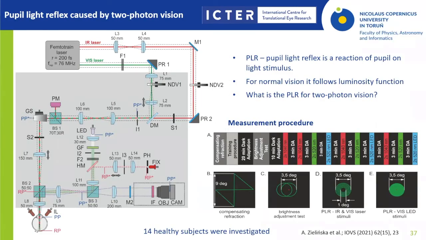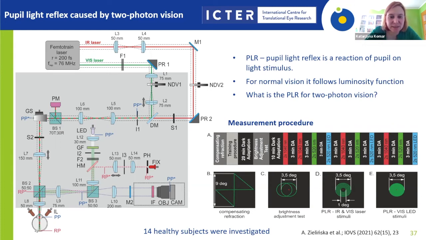And at the end, I would like to show you the last experiment with pupil light reflex. This is the reaction of the pupil to a light stimulus, and it is governed by our brain and our nervous system. And for normal vision, it basically follows the luminosity function. And what is the pupil light reflex for two photon vision? It was a very naive question, and we would like to just check what the difference is.